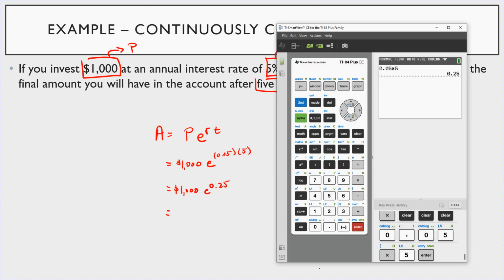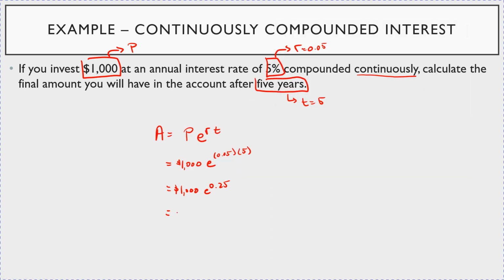So we're going to go $1,000 times, and then in your calculator, you got to look for that E, and then you're going to raise E to the 0.25. And look, all I would have after 5 years is $1,284.03. And that's it. Very simple here.